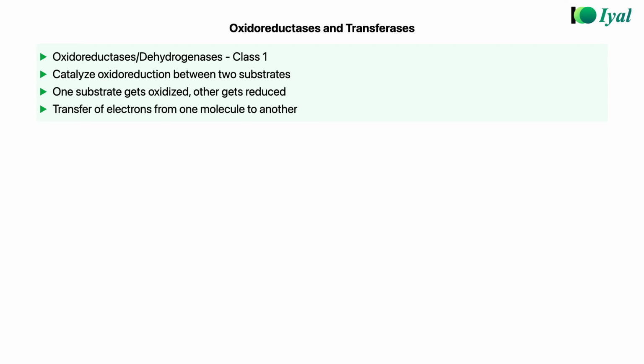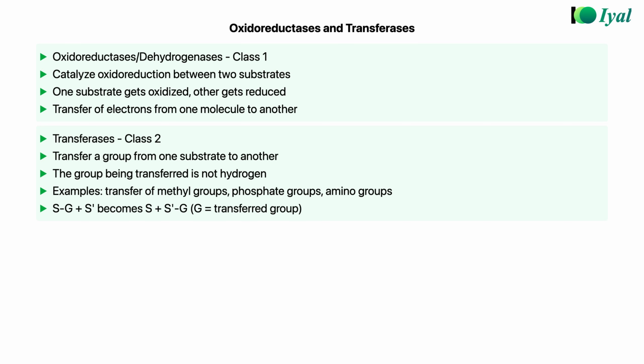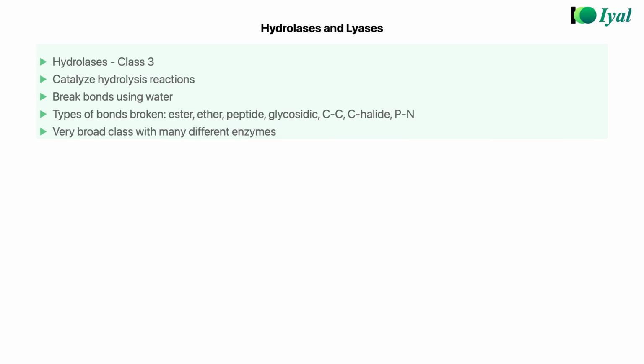Oxidoreductases, also called dehydrogenases, are the first class. They catalyze oxidation-reduction reactions. They transfer electrons from one molecule to another. One molecule gets oxidized, the other gets reduced. Transferases are the second class. They transfer groups between molecules. The transferred group could be a methyl group, a phosphate group, an amino group, various groups, but specifically not hydrogen. If they transferred hydrogen, they'd be in the oxidoreductase class.